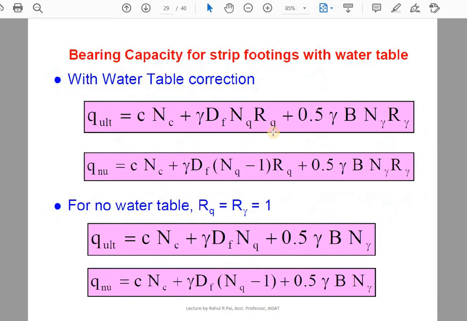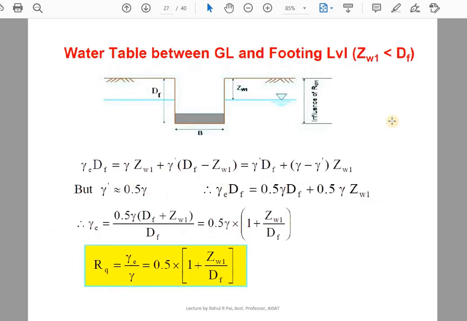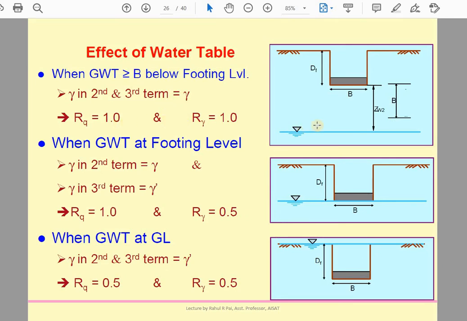Before that I will show you the equation, that is, with water table correction, these are the equations. Here you have an Rq and here you have an R gamma for the correction. If these are not there, then it is the usual bearing capacity equation. So if any correction is there, you have to use these two correction factors. In the first case, as the water table is way below the footing, the correction factors are 1, no effect of water table.